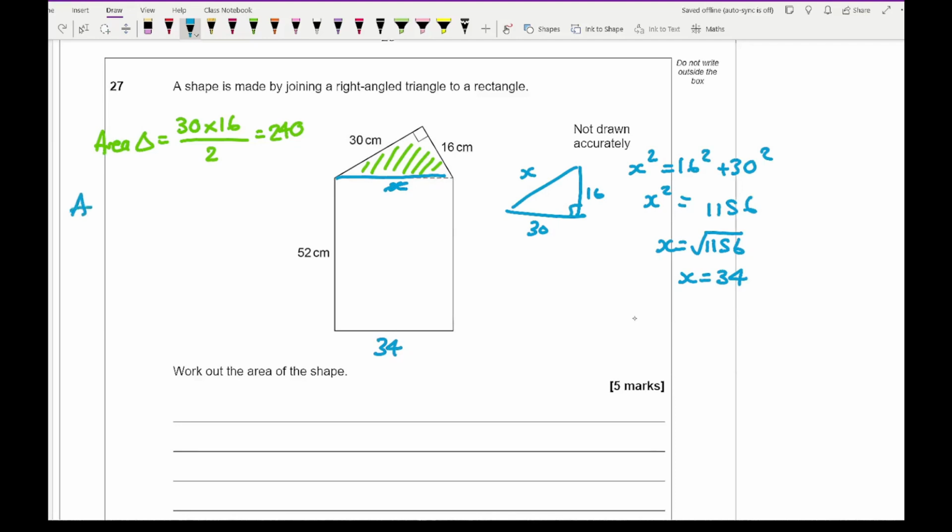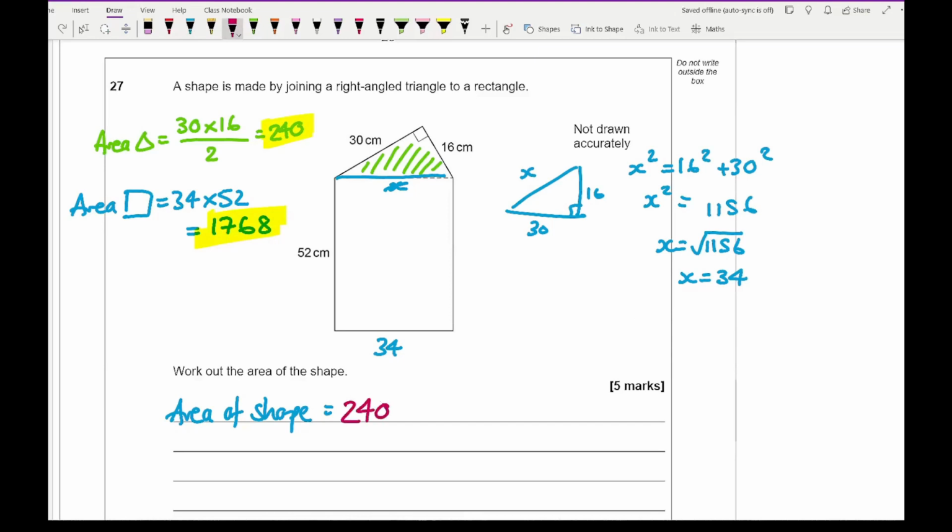So then the area of the rectangle is going to be 34 times 52, which comes up to a total of 1768. So that means that the area of the shape is going to be where I add those two amounts up. So 240 plus 1768, and that comes up to a total of 2008, and it's going to be in centimetres squared.